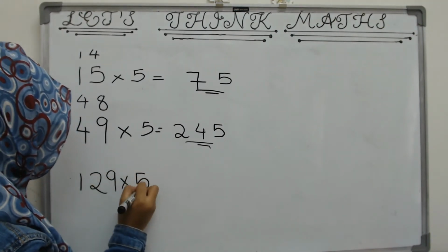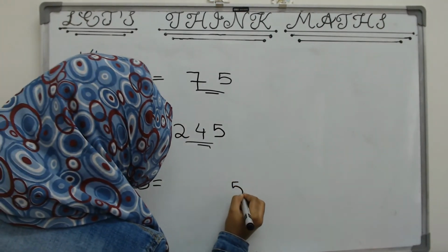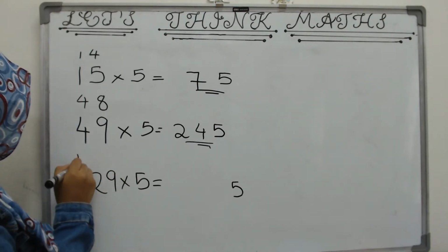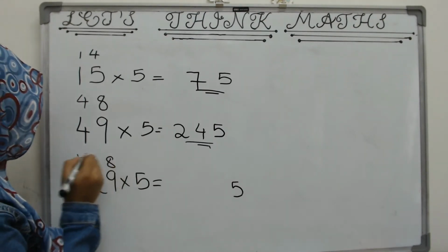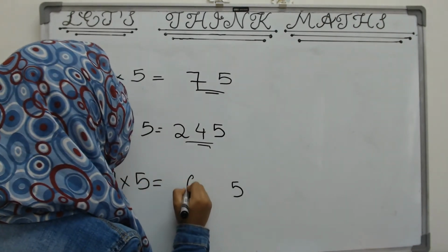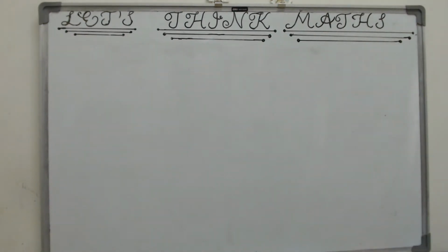Consider 129. So the last digit will be 5, and then we will take the predecessor of this number, which is 128, and then we will divide by 2, which is 64. This is your answer. Now let us see the logic behind this method.